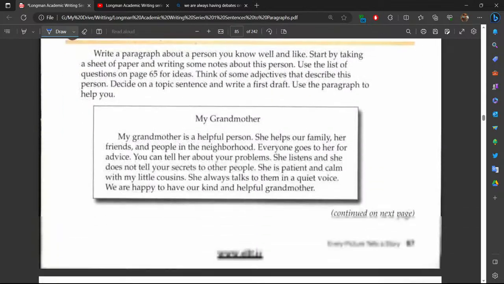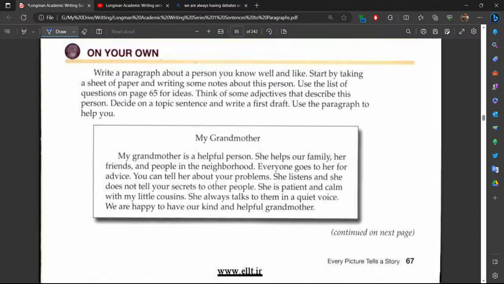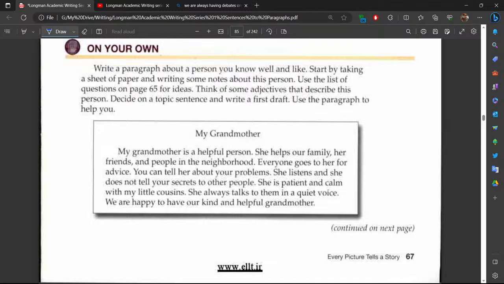On your own. Now this is again your own job that you may do. Write a paragraph about a person you know well and like. Start by taking a sheet of paper and writing some notes about this person. Use the list of questions on page 65 for ideas. Think of some adjectives that describe this person. Decide on a topic sentence and write a first draft. Use the paragraph to help you.